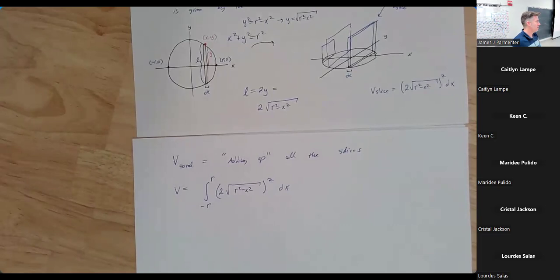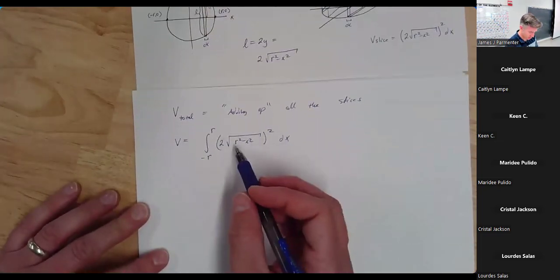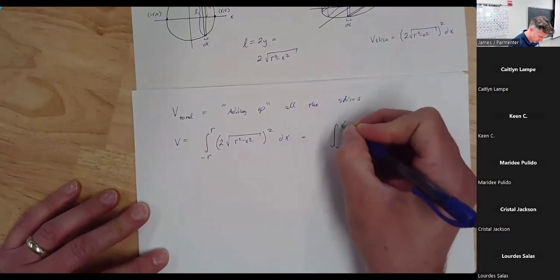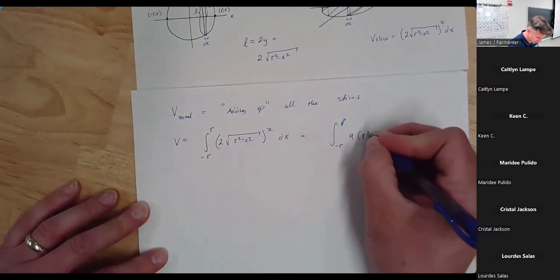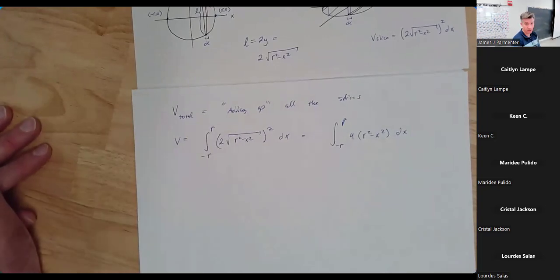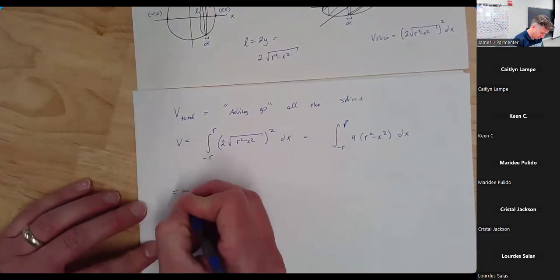And typically for these problems, the setup is really the hard part. The integration is not always super easy, but it's often going to be the easier part of the problem. So nicely here, this simplifies really well. 2 squared is 4. And the square root of r squared minus x squared, squared is just r squared minus x squared. Which is great. Actually, I'm going to do 2 things here. I'm going to bring out the 4.